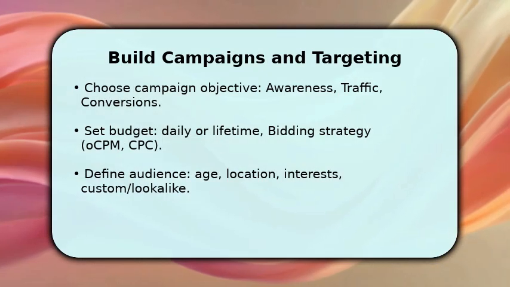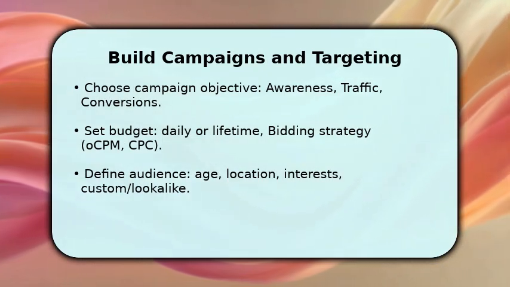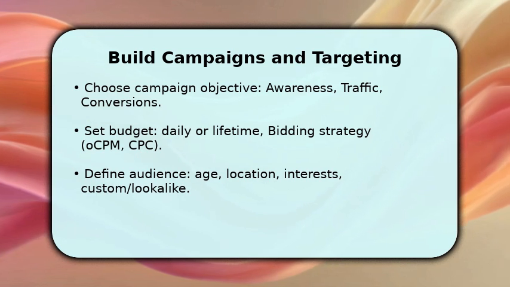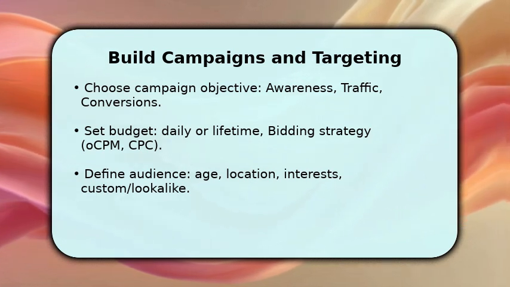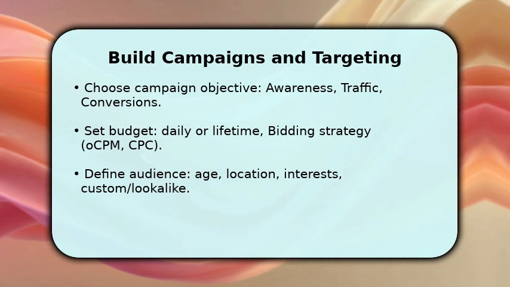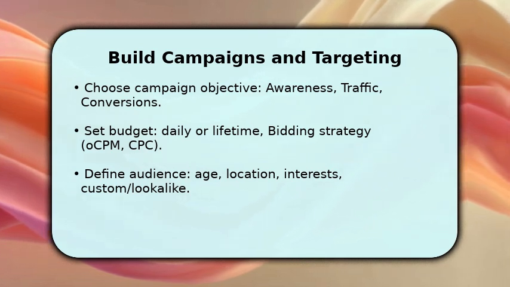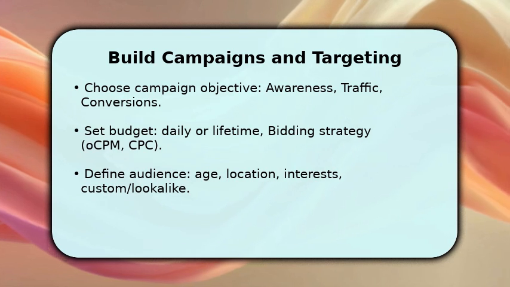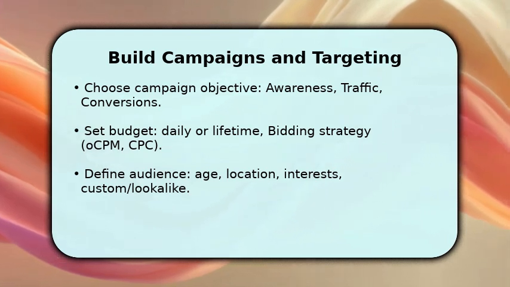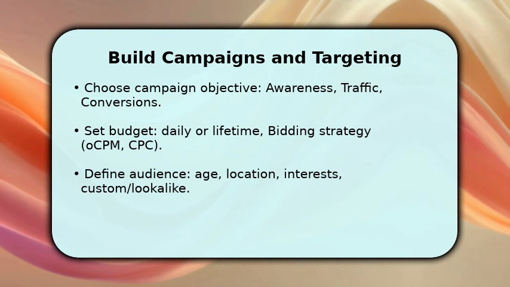Next, create a campaign by selecting an objective that matches your goal: awareness, traffic, or conversions, because the platform optimizes delivery differently. Then pick daily or lifetime budget and a bidding strategy like OCPM for conversions or CPC for clicks. This controls cost and pacing.